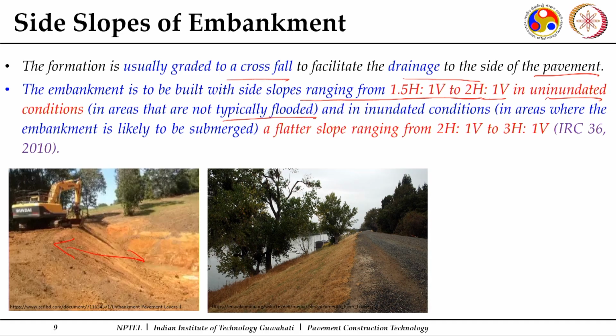But where you have inundated situations, or where the embankment is likely to submerge, you preferably go for flatter slopes, up to 1 vertical in 3 horizontal. The reason is that in waterlogged areas you have capillary rise and pore water pressure, because of which your effective stress gets reduced, and that reduces the shear strength of the soil. Because of this, the load carrying capacity is going to reduce.